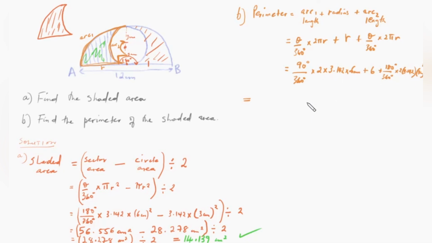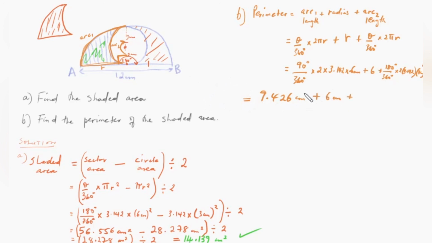Work it out. 0.25 multiplied by 2 multiplied by 3.142 multiplied by 6. So this is going to be 9.426 centimeters plus 6 centimeters plus.